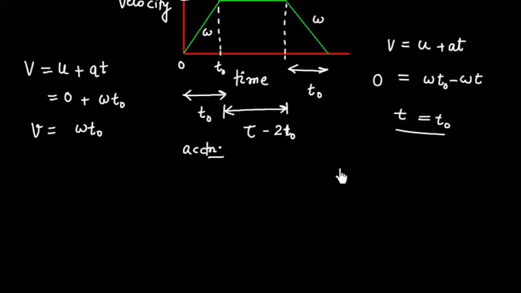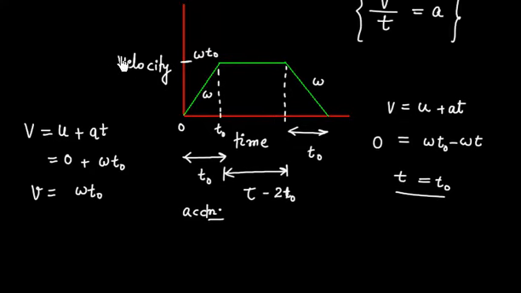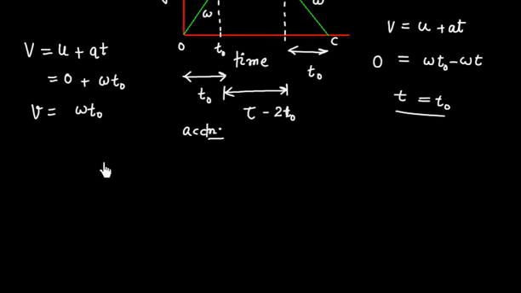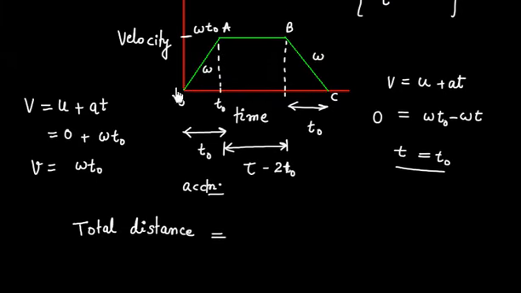Now we have to find the average velocity. Let us call this point O, this is A, this is B, and this is C. So we want to calculate the total distance. In this case the motion is in one direction, so this becomes the displacement also. In the first part of the journey we can apply s is equal to ut plus half at square. So u is 0, plus half a t square, with acceleration w and time t naught. So this is the displacement in this journey.